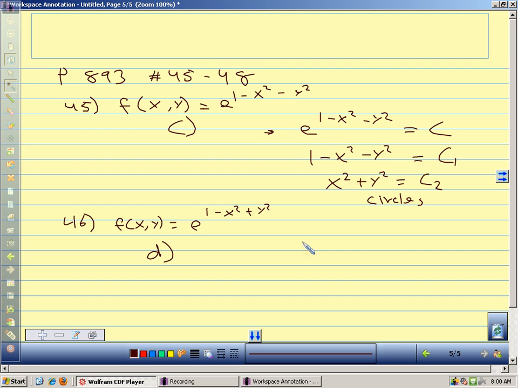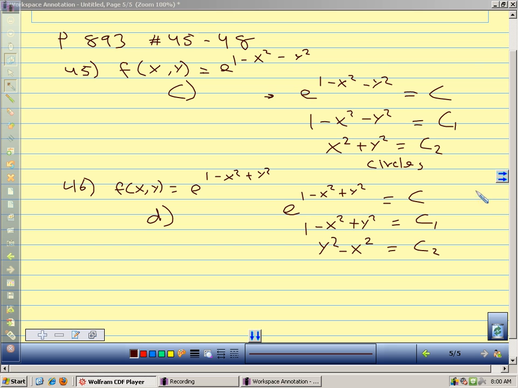And again, if we want to analyze that, we say e to the 1 minus x squared plus y squared equals some constant. Take the natural log of both sides, so 1 minus x squared plus y squared equals some other constant, the natural log of a constant. We rearrange this and we get y squared minus x squared equals some other constant. And the graphs of these for different constants are going to be hyperbolas. And our shape is that saddle shape.